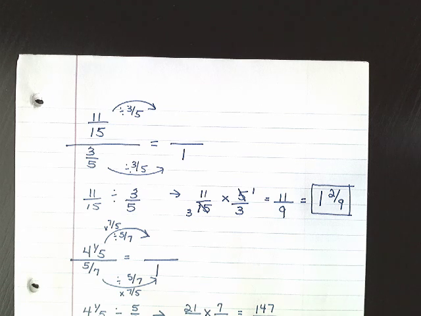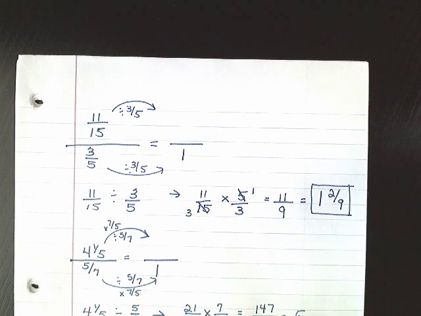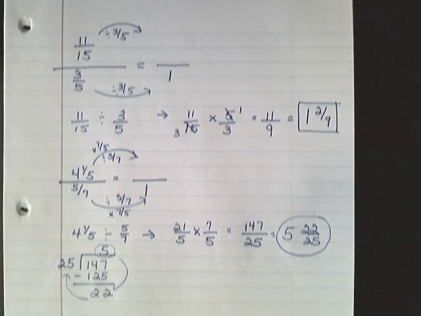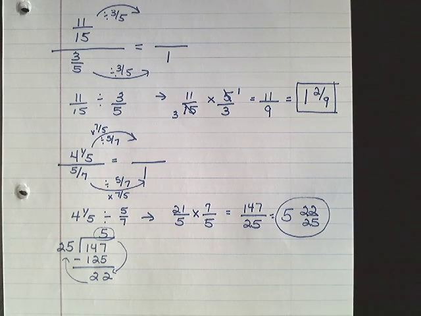25 cannot go into 1, 25 cannot go into 14, but it goes into 147 5 times. That would be minus 125. 7 minus 5 is 2, 4 minus 2 is 2. So my whole number is 5. I come down and pick up my numerator, which is going to be 22, and pick up my denominator, which is 25. The answer is going to be 5 and 22/25.